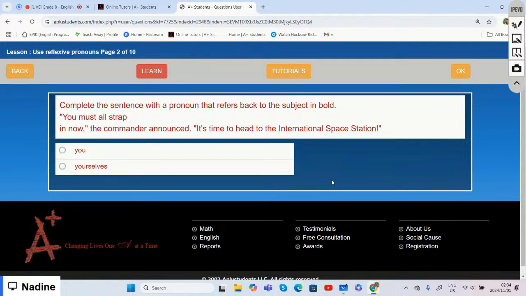All right. You must all strap you in now, or you must all strap yourselves in now, the commander announced. It is time to head to the International Space Station. We need to complete the sentence with a pronoun that refers back to our subject. Is it you that refers back to the subject, or yourselves, option two, that refers back to our subject?